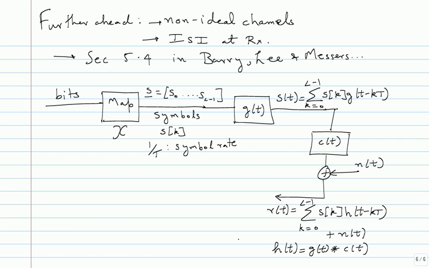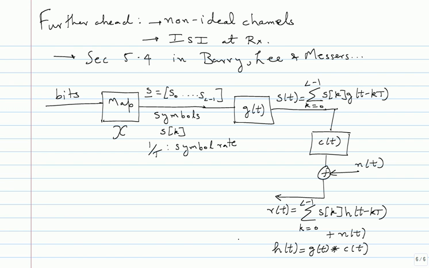Not only g(t), right? If c(t) changes, h(t) changes, which means your matched filter here will have to change. I mean, you can't tie it to one specific h(t) very easily. So those are practical issues which you might have to deal with. So maybe it's a good idea to do something else.